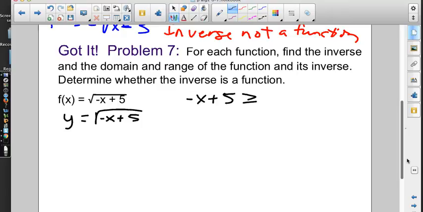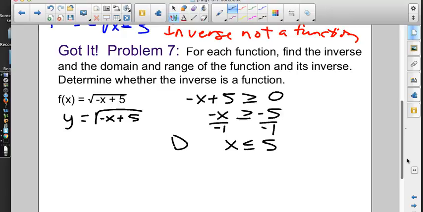Domain? Negative x plus 5 has to be greater than or equal to what? 0. Uh-oh, this one's different. What do you have to do when you divide by a negative? You have to flip the sign. Interesting. So there's our domain. That makes me think we'd better take a look at this graph, because it could be that range-wise, something goofy is going to go on.